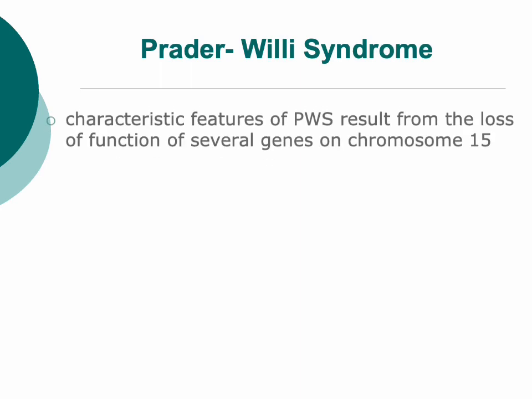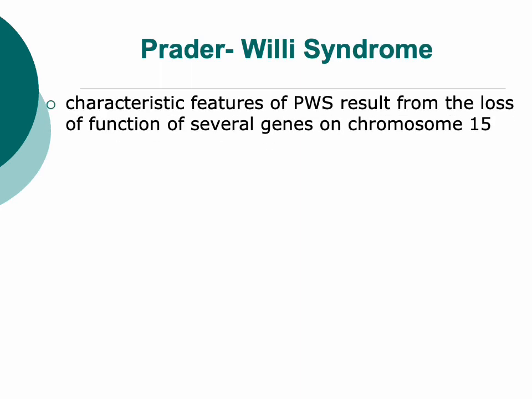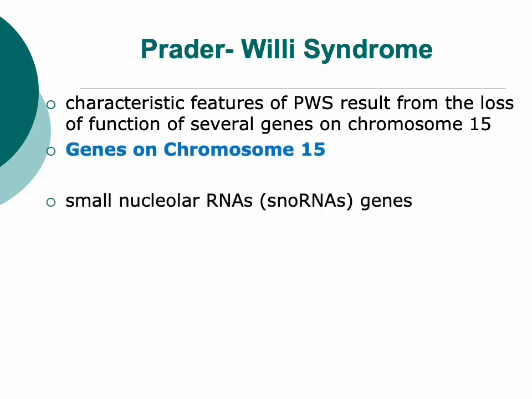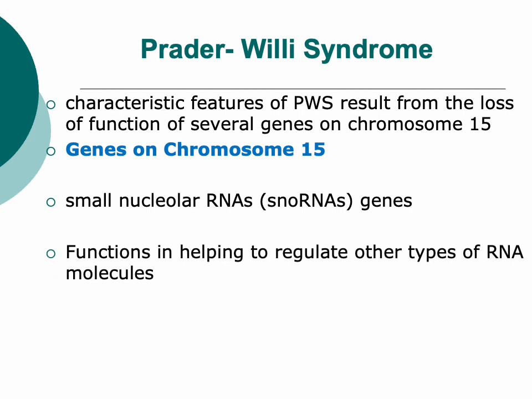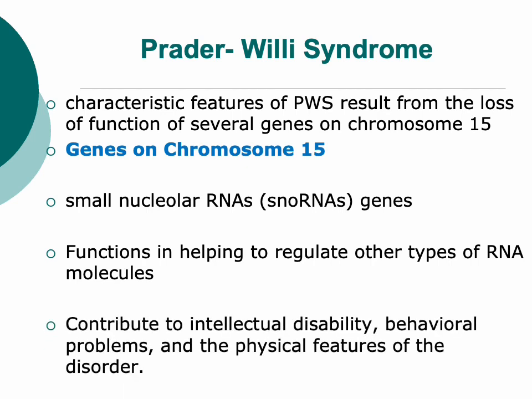So the characteristic features of Prader-Willi Syndrome result from the loss of function of several genes on chromosome number 15. These genes would include genes coding for small nuclear RNA or snoRNA genes, which help in regulating other types of RNA molecules. And therefore, this would contribute to intellectual disability, behavioral problems, and physical features of the disorder.